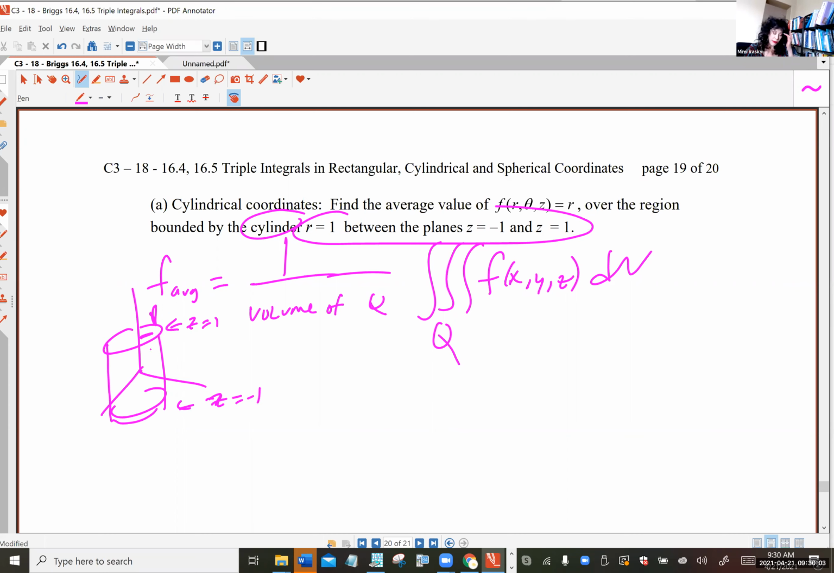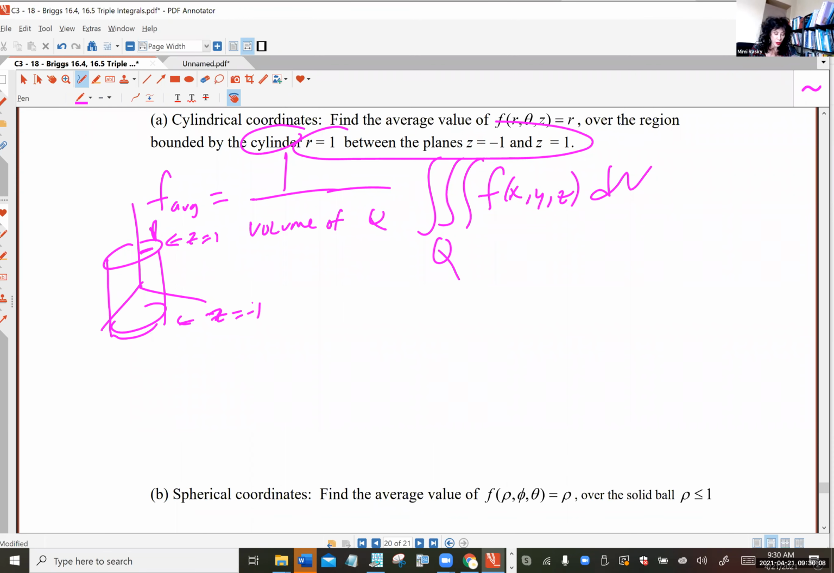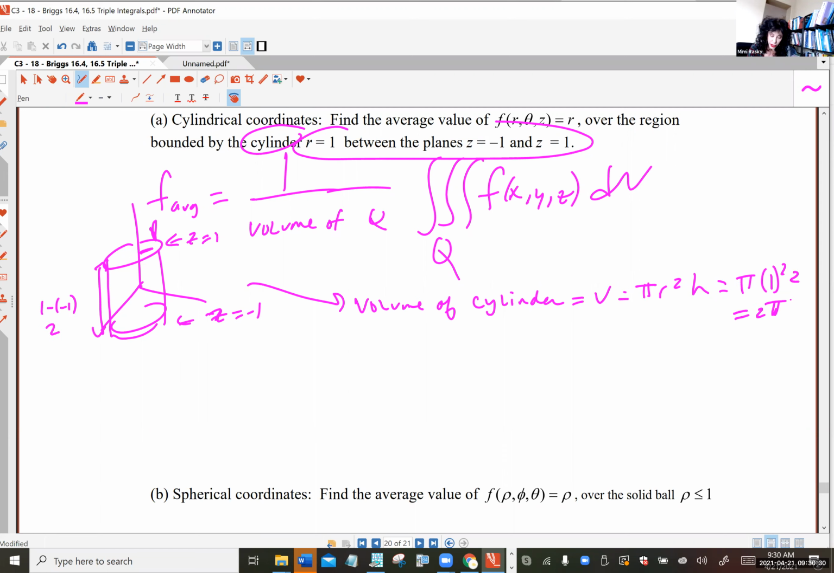And you know what? I could set up a triple integral to find the volume of Q, but I think a quicker way is just to use the fact that the volume of a cylinder, this is a right cylinder, is pi r squared h. So let's just use that quick and dirty formula for this cylinder. So r is 1, and this height, I hope you can see, is 1 minus negative 1, which is 2. So the volume of the cylinder is 2 pi cubic units, and that's what you're going to put in this denominator.